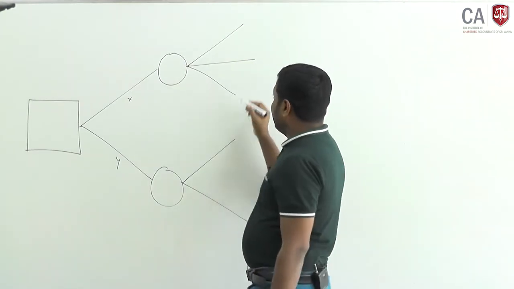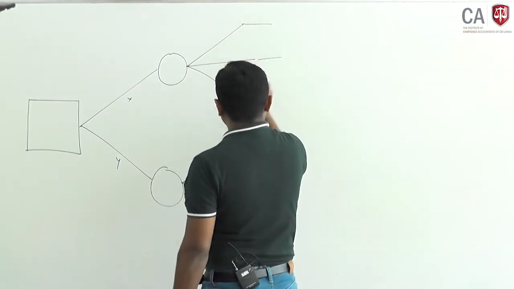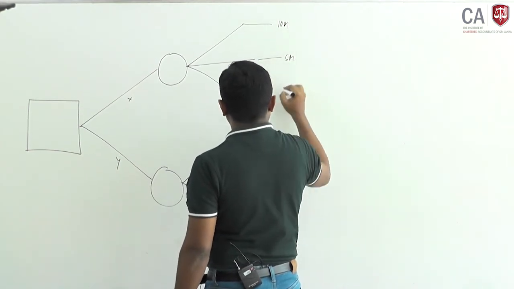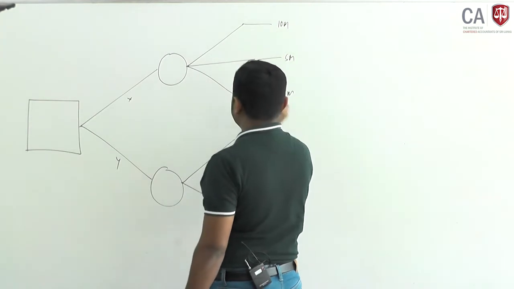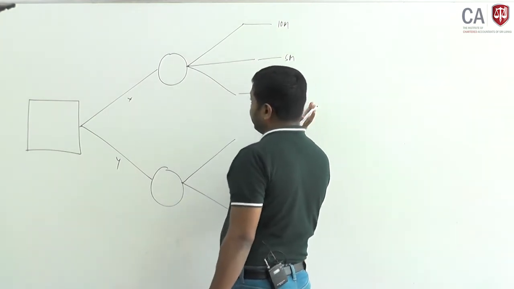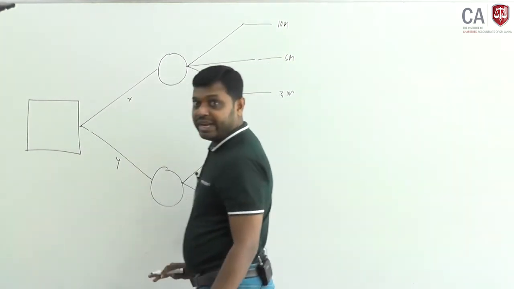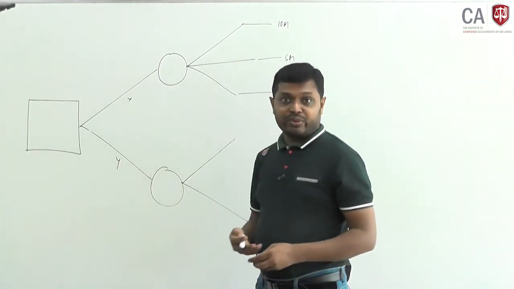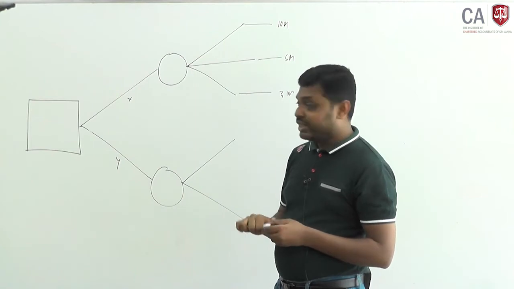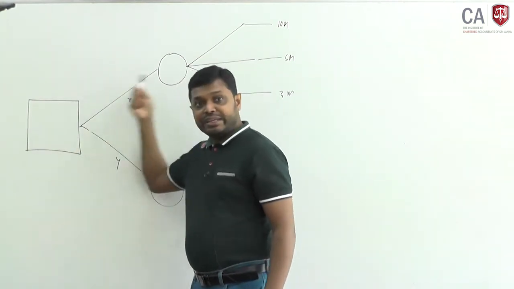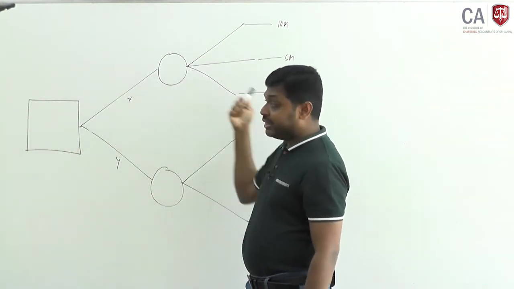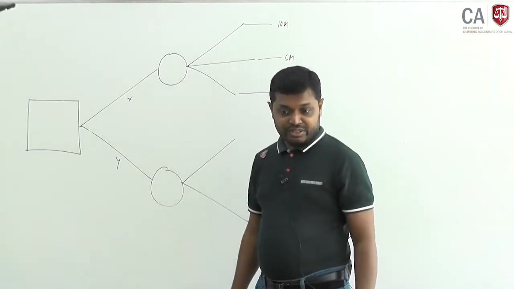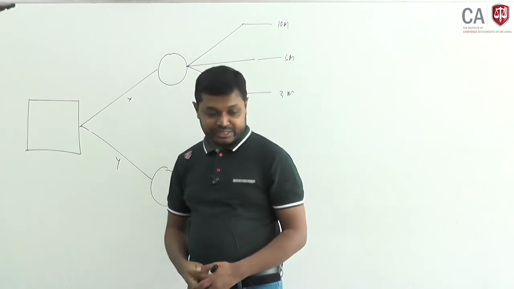Then assume this is 10 million, 5 million, 3 million, and the probability is given. You have to work out from right to left. When you are going to draw the decision tree, it will be drawn from left to right. When you are going to work out the decision, you have to come from right to left. That's how it will work.